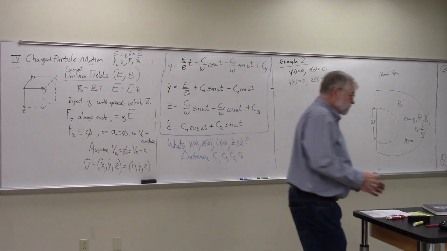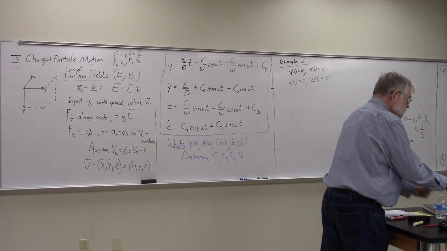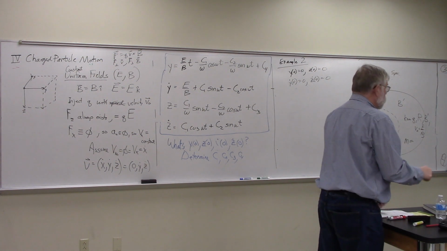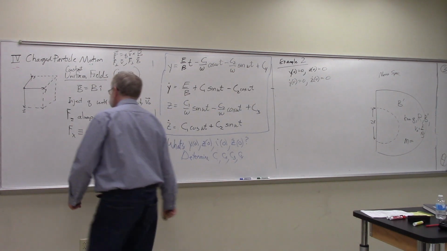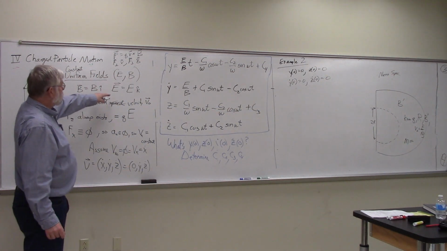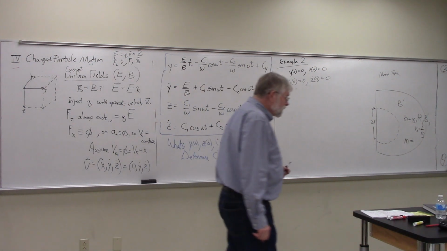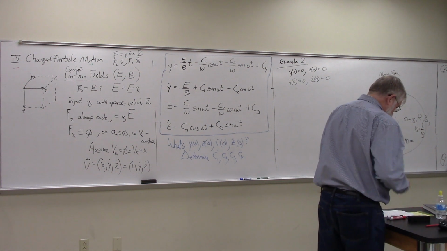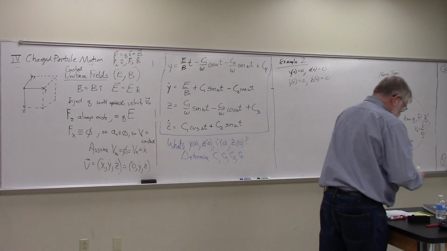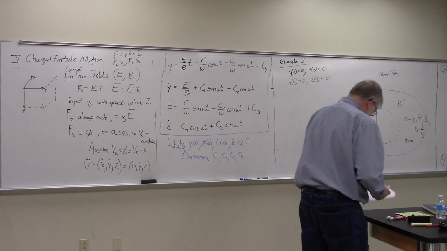So if this is my charged particle, I have it here at the origin, and I just let go. What's going to happen to it? Well, obviously it's going to start to go down, because assuming it's positively charged, the E field is going to pull it down. But once it starts to go down, it's got a speed. That speed is perpendicular, the velocity is perpendicular to the magnetic field, which means there'll be a magnetic force, and it'll start to move in some complicated fashion.